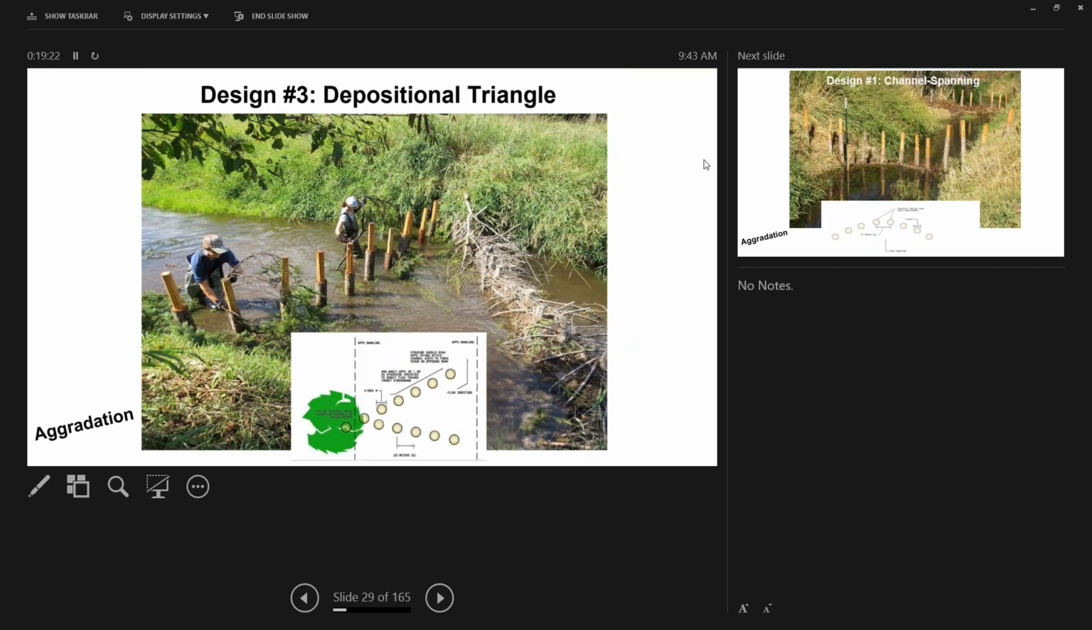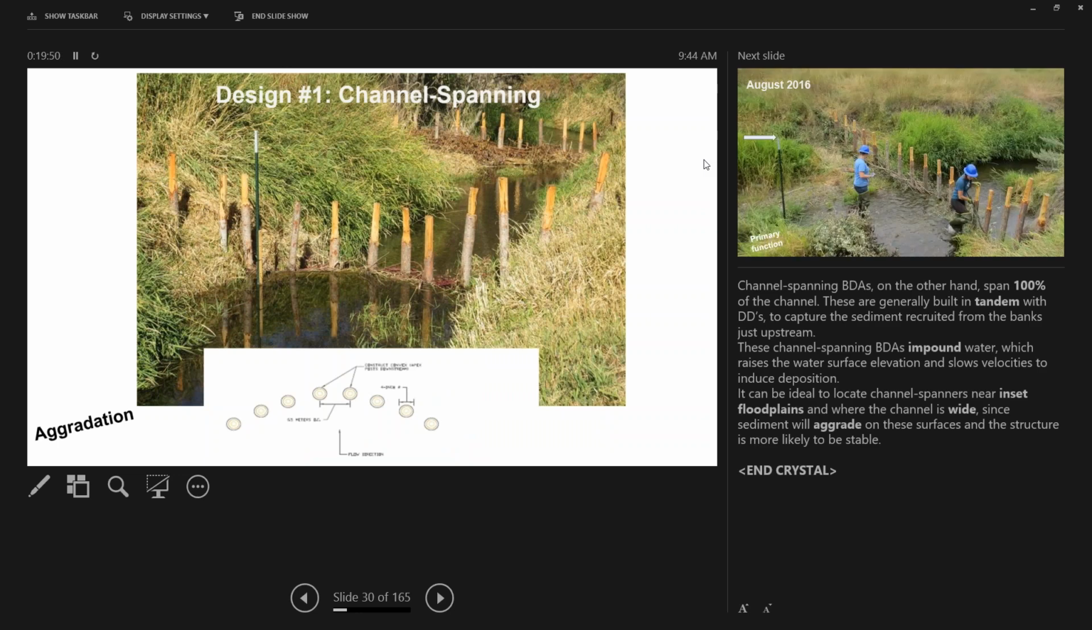And then the third design, just a brief mention. After observing on the site that we saw a lot of deposition in the hydraulic lee of our structures, and after seeing this happen naturally, we decided to try and do it ourselves. And so we're basically just creating these depositional triangles, and anytime you create a flat water surface, you're going to see more deposition. And so we're just experimenting to see if there's even more deposition that occurs with this type of structure. So we'll see.